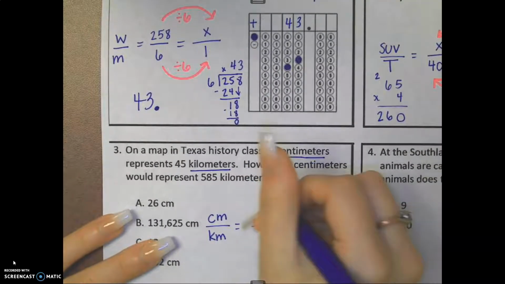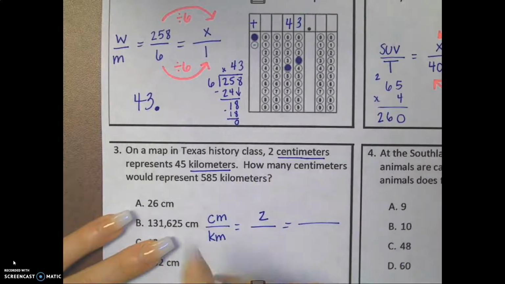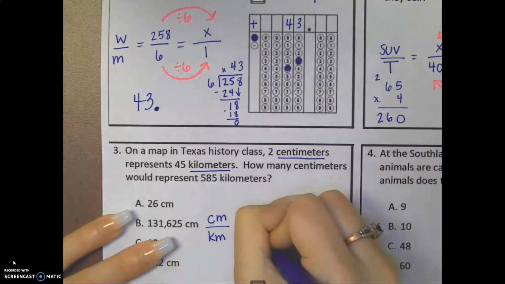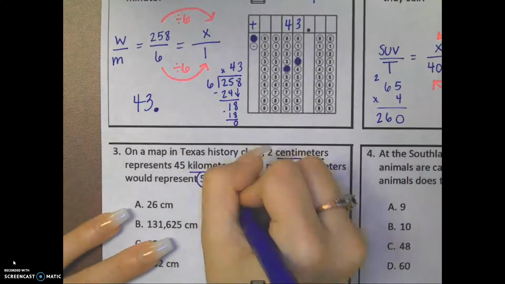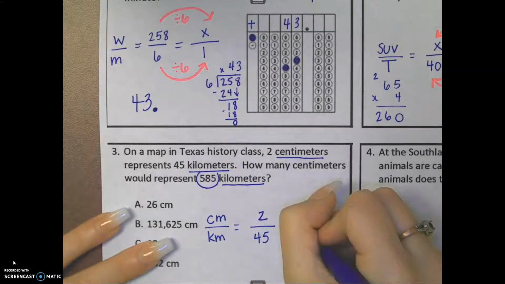And then we're going to put that information in. 2 centimeters, we got centimeters on top. 45 kilometers, we got 45 on the bottom. And then 585 will go with our kilometers, which is on the bottom.